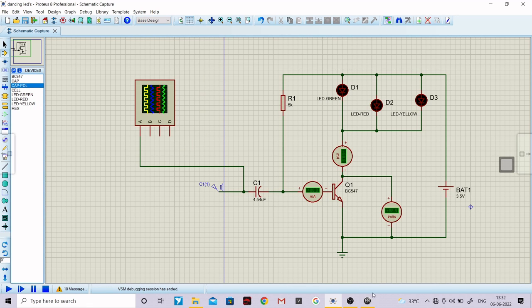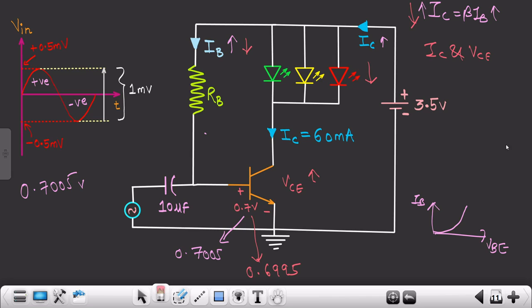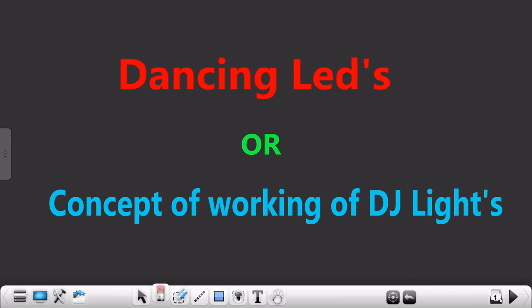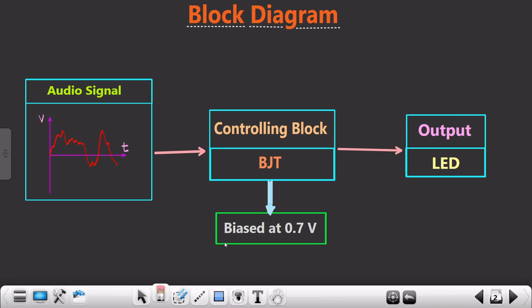I'm stopping the simulation and we'll again move back to the blackboard. All right, so I hope that you understood each and every concept in depth. I'm again explaining it very quickly. So this was the concept of DJ lights. What I had done is I had drawn a block diagram over here, and as you can see, this is your audio signal, this is your controlling block and output LED. And now you are in a position to understand this, right? So this audio signal is getting fed to the BJT, and the BJT is acting as a switch, right? See, for this particular time interval, up till here, the BJT will act as a closed switch.